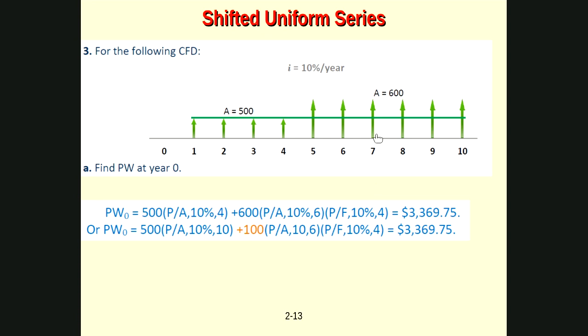And that's why P given A for 10%, 6 years, representing that the values of the 600 from year 5 to year 10 placed on year 4, and the P given F for 10% for the number of years 4 is representing the values in the future. After you converted the annual from 5 to 10 to year 4, then you need to convert it to year 0. Okay?